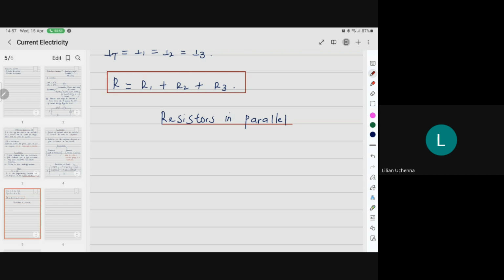So now in parallel, what happens is that voltage stays the same, okay? Voltage stays the same, all right? Current, does what? Current is shared.